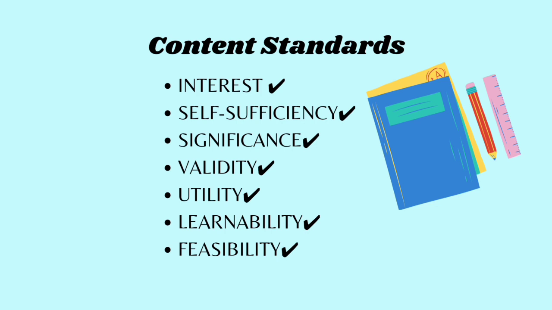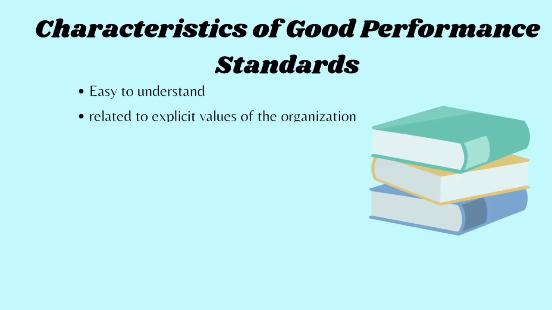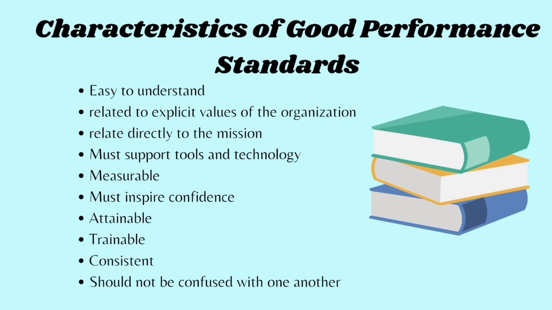Number 1 is interest. Number 2 is self-sufficiency. Number 3, significance. Number 4 is validity. Number 5, utility. Number 6, learnability. And the last is feasibility. Since the standards are written to support and promote specific desirable learners' behaviors in a particular task, in teaching and learning, the basis for standards is the attainment of minimum competencies required by the course learning outcomes. The characteristics of good performance standards, you can see it on your screen.